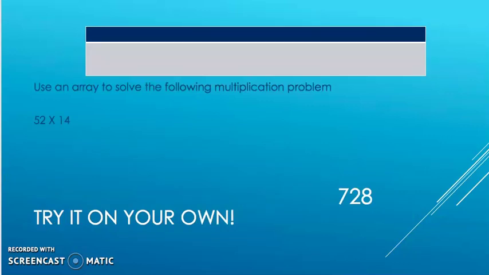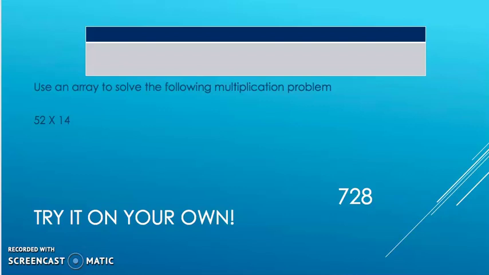Now, let's do this ourselves. Try it on our own, practice. So, for the first question, how did you split up 52? Remember, we want to split up 52 into a friendly number. Did you do 50 and 2? Did you do 26 and 26? Whatever method you chose to split it up as, you should get an answer of 728.